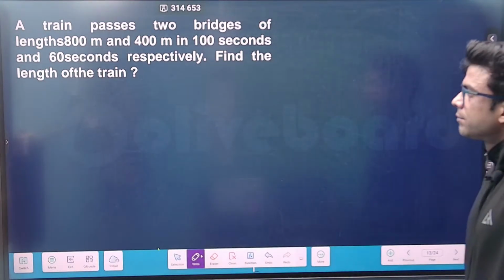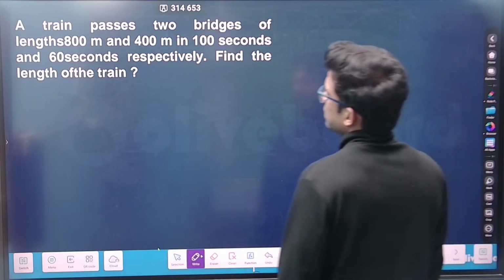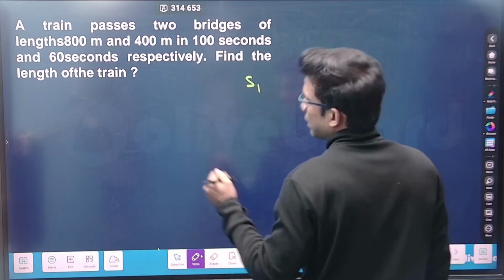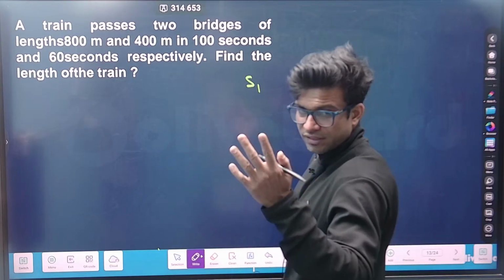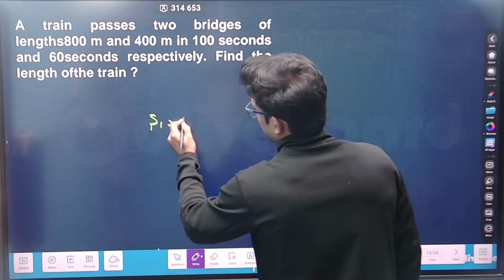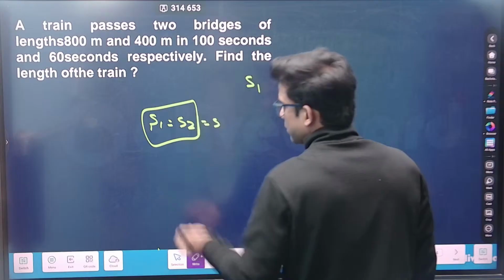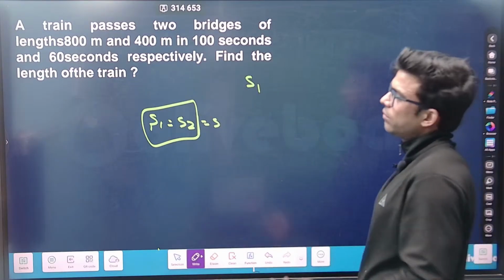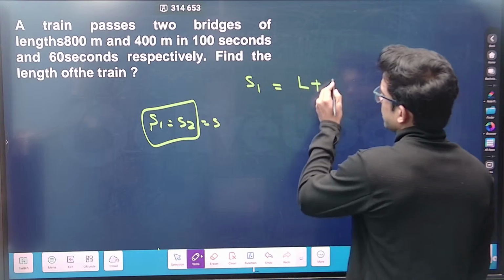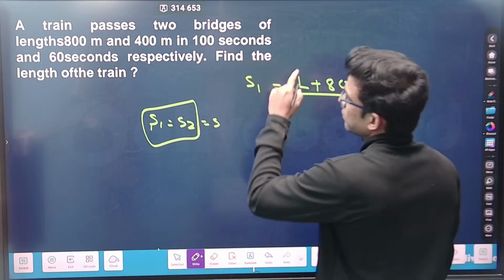Okay, let me solve this. So basically, a train passes two bridges of length 800 meters and 400 meters. Let's say the speed of the train would be S1 and S2, and because this is one train only, S1 is equal to S2, which is equal to S. Fine? I'm just saying because the train is only one. So if S1 is there, there would be the length of the train plus the length of the bridge, 800, divided by the time taken, which is 100.